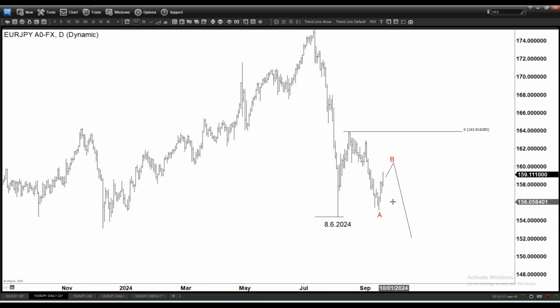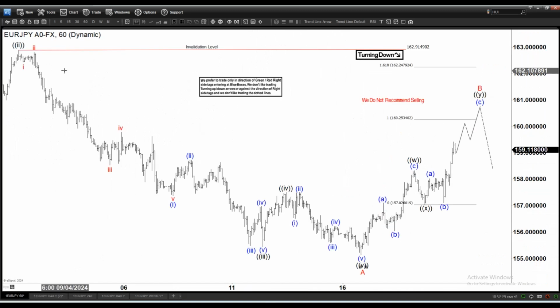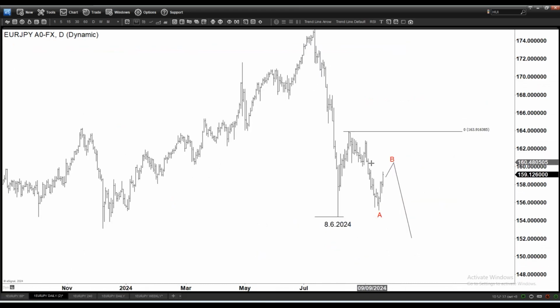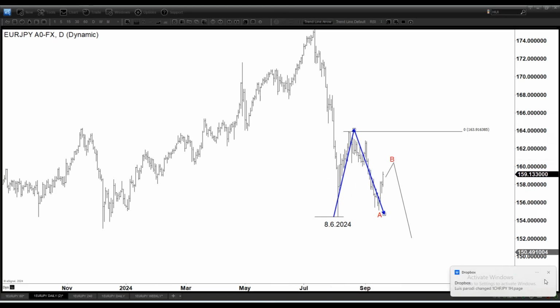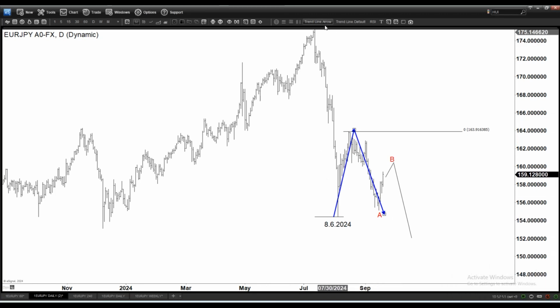Currently that's what we are calling for, the downside eventually, but the arrow is only turning down because we have not gotten the confirmation by the break below August 6th. Unless it breaks below August 6th, we always have the potential to do a double correction like this before it starts turning lower. But the primary view is calling for the downside while it stays below this previous peak at 163.9.